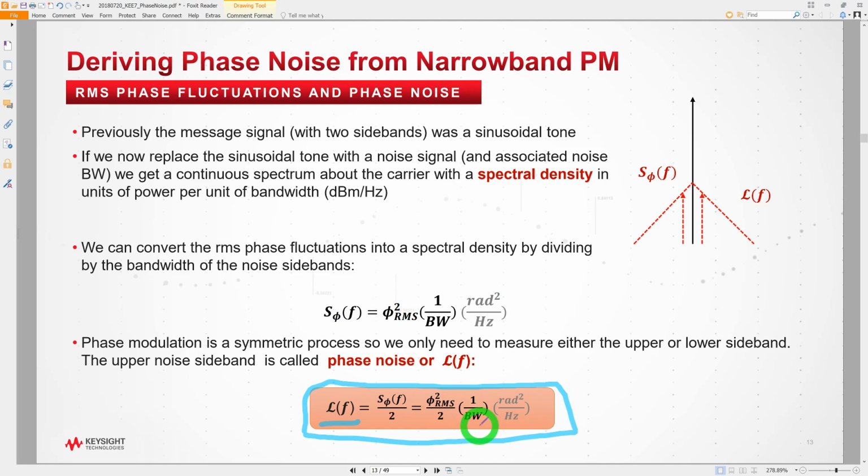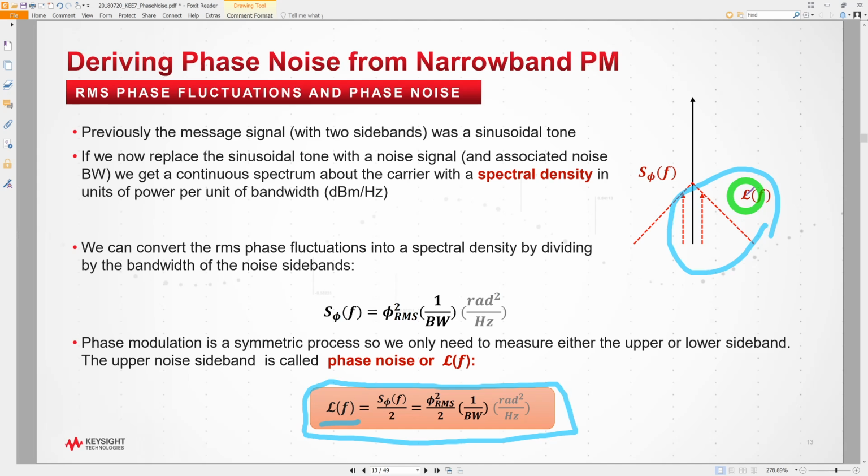You divide that by the bandwidth. That's how you get the dBc per hertz, and that will give you L of f. The reason this is a powerful equation is because the phi RMS can be any waveform. It can have any spectral content, and that will change the shape of the L of f on the side. If the phase modulation is a tone, well, L of f is going to be a tone itself. If it's going to be a noise signal, it's going to be a totally different shape. And that's one of the ways it's used.